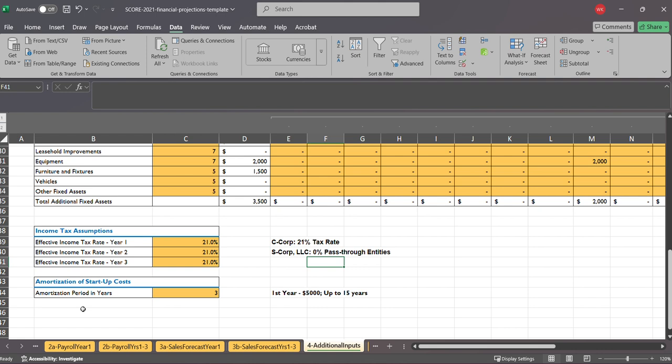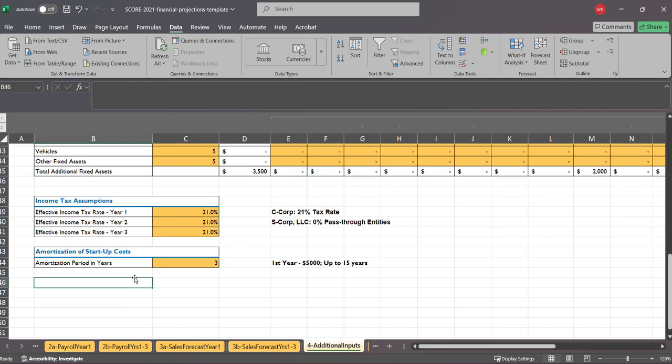And now we have the last section, which is the amortization of startup cost. Now I have a couple of notes here. You are allowed to deduct up to $5,000 of startup costs in the first year, and then you can amortize the rest of the balance over 15 years. So this template basically covers 3 years. So the default in here is 3, which I'm comfortable with because this projection covers 3 years. So I'm fine with that. So for both of these sections, both income tax and amortization of startup costs, please consult a corporate tax accountant to make sure that you have the right rates that's applicable for your business.